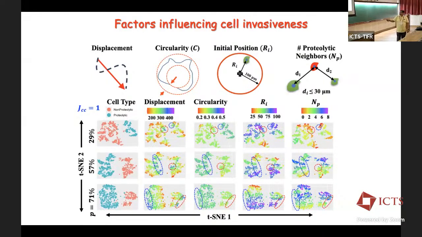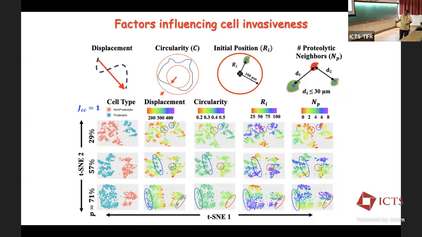Okay, so with these parameters, we did a simple TSNE mapping, and then we specifically looked at the cells within the non-proteolytic fraction which migrated more or exhibited more displacement. So I've highlighted those particular cells. What you clearly see is these cells which had invaded more, number one, had either Ri greater, which means they're already at the periphery to begin with, or in some cases they were next to proteolytic cells, so they were hitchhiking a ride.